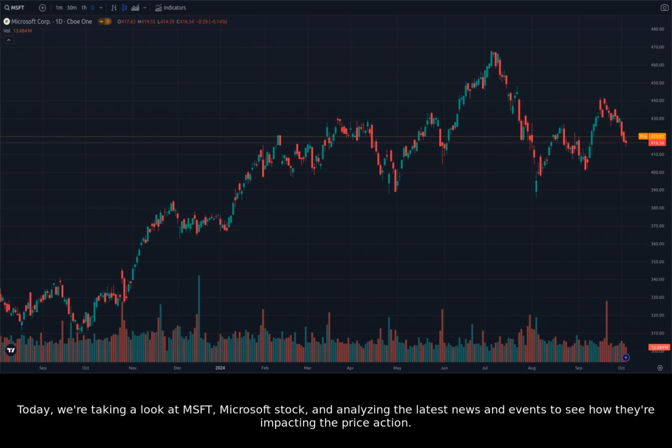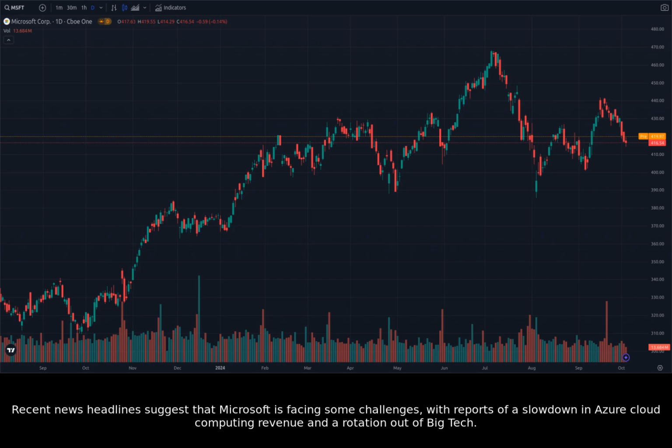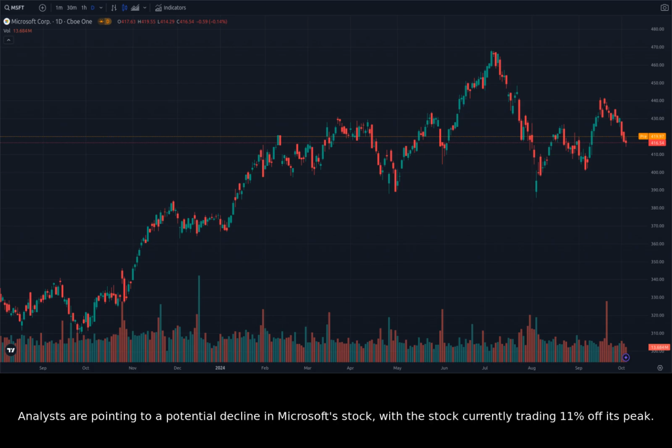Today, we're taking a look at Microsoft stock, and analyzing the latest news and events to see how they're impacting the price action. Recent news headlines suggest that Microsoft is facing some challenges, with reports of a slowdown in Azure cloud computing revenue and a rotation out of big tech. Analysts are pointing to a potential decline in Microsoft stock, with the stock currently trading 11% off its peak.